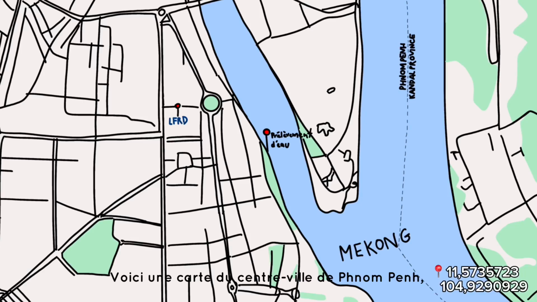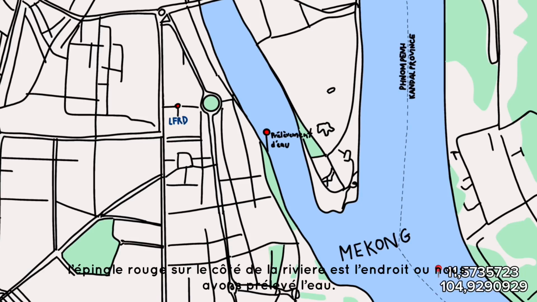Here's a map of downtown Phnom Penh. The red pin on the side of the river is where we got the water from.